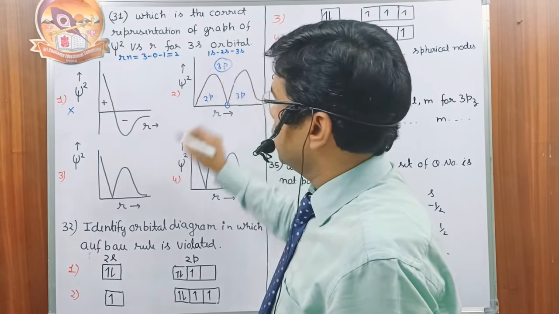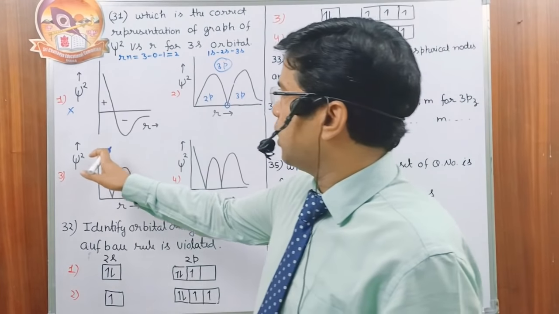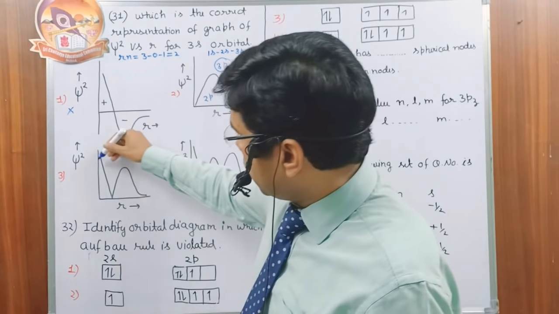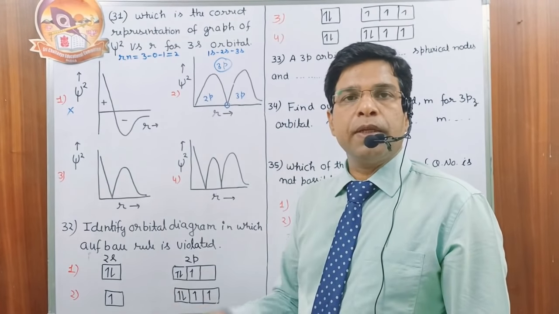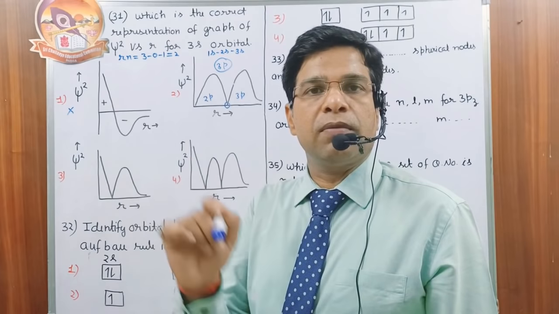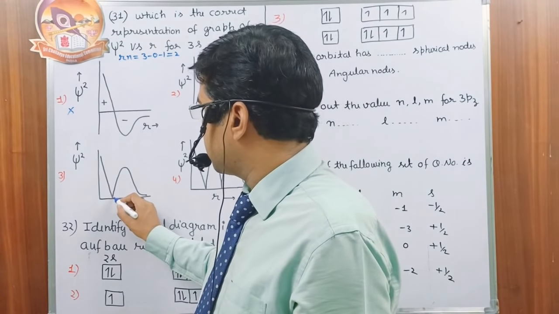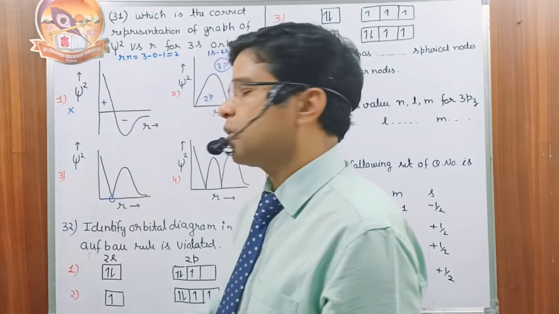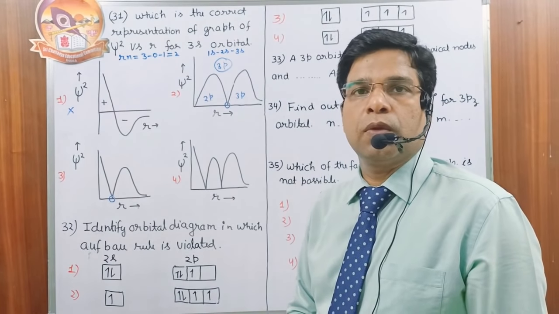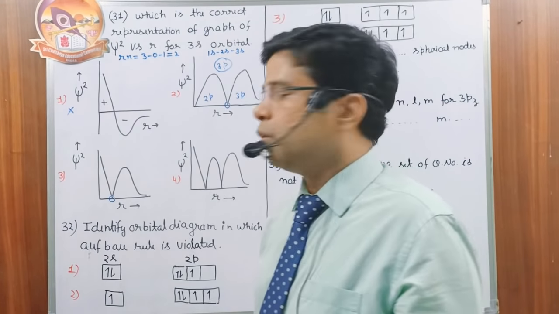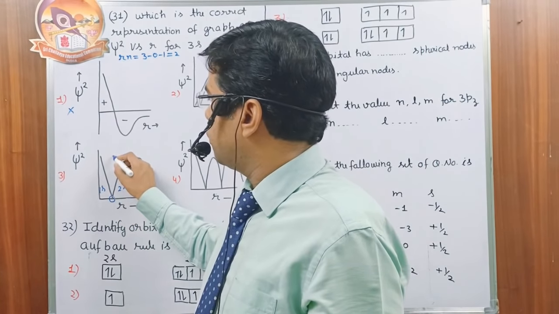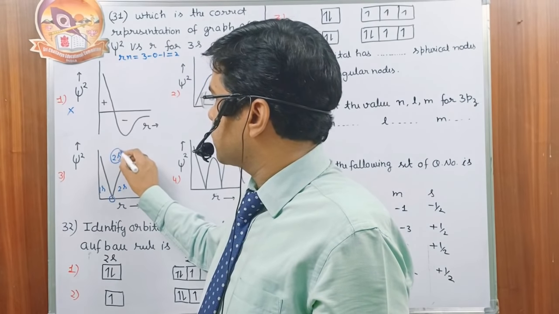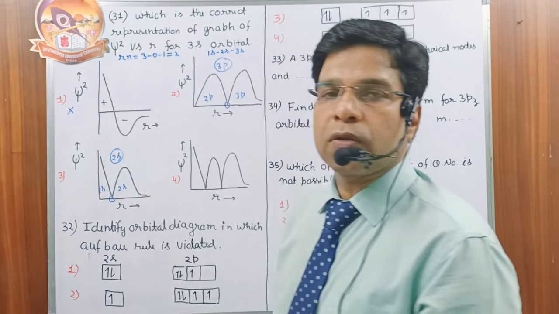Now this one, the graph of the s orbital always starts from higher to lower. But how many nodes are there? Nodes means the point where the value of psi square is equal to 0. In this graph, one time the value of psi square becomes 0. So it is the graph of the 2s. Between the 1s and the 2s, we have only one point where psi is equal to 0. So this is also not the answer.